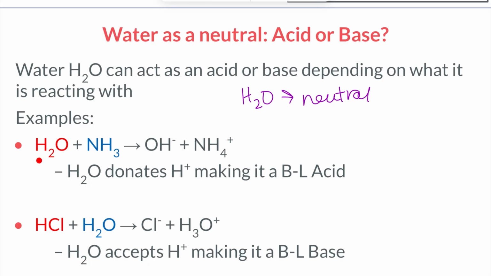gain a hydrogen. So if we look at this H2O plus NH3, well, this H2O is losing a hydrogen, which means that by donating or losing a hydrogen, it is an acid in this case. But if we look at this next example, HCl plus H2O, well, this H2O is going to be an H3O. That HCl is there to donate a hydrogen, which then makes water a base. So water as a chemical is neutral, but it can act as an acid or a base depending on what it is reacting with.